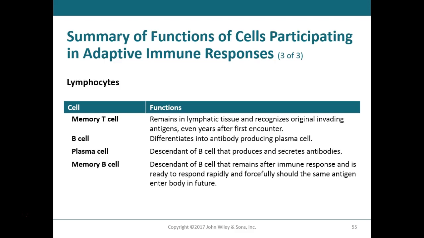Your B cells are going to differentiate into plasma cells, and your plasma cells then are going to secrete antibodies. Your memory B cells do the same thing as your memory T cells. They are some of the clones of those cells that were activated that are ready to go into action on the second or subsequent responses to the same antigen.